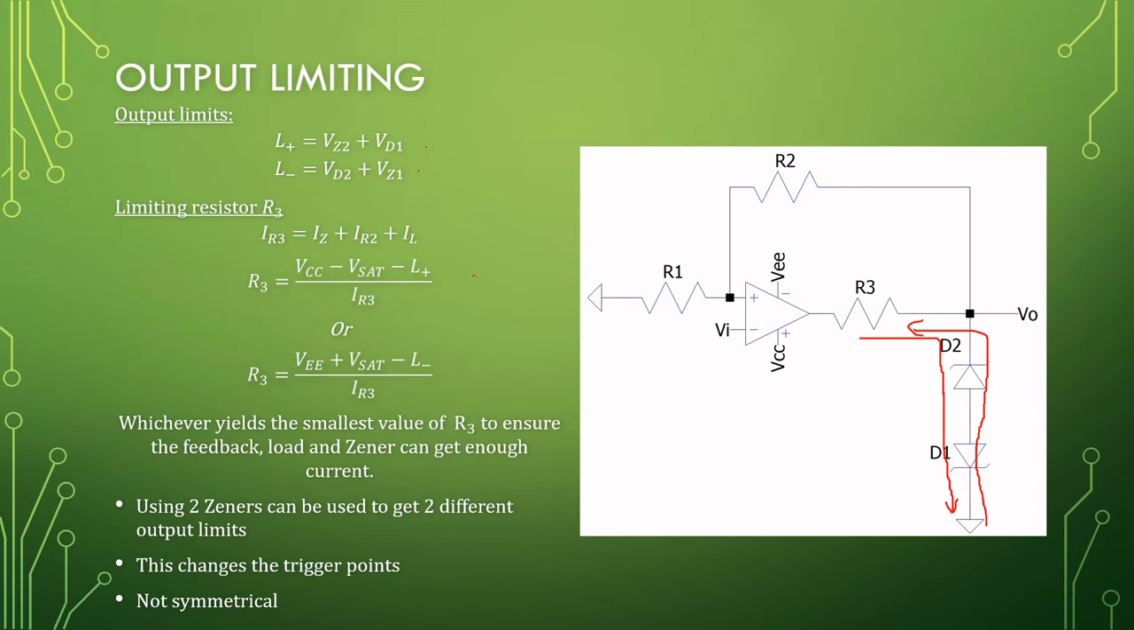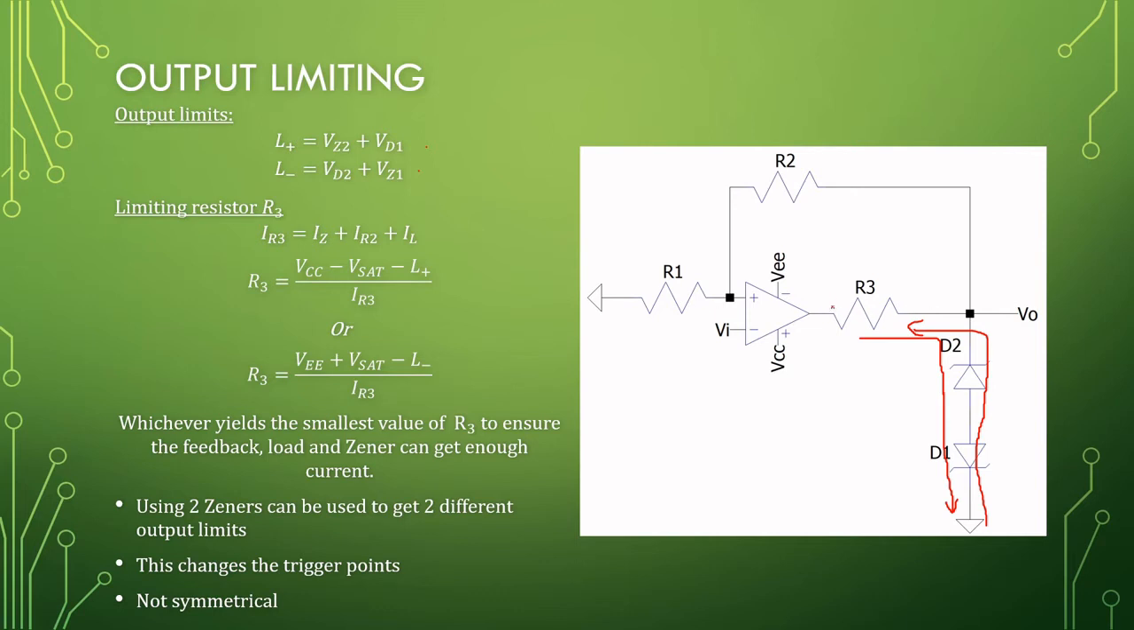So having two Zeners like this, you can either have them at exactly the same Zener voltage, providing a symmetrical output, or you can have two different Zeners, making your output non-symmetrical. So you can have different positive and negative limits using different Zeners, but this will affect your transfer curve. Okay, so you will have different limits and different triggers. None of those will be symmetrical.